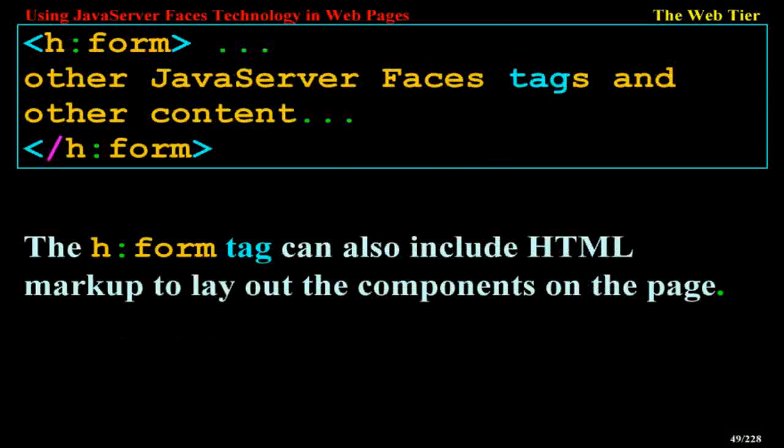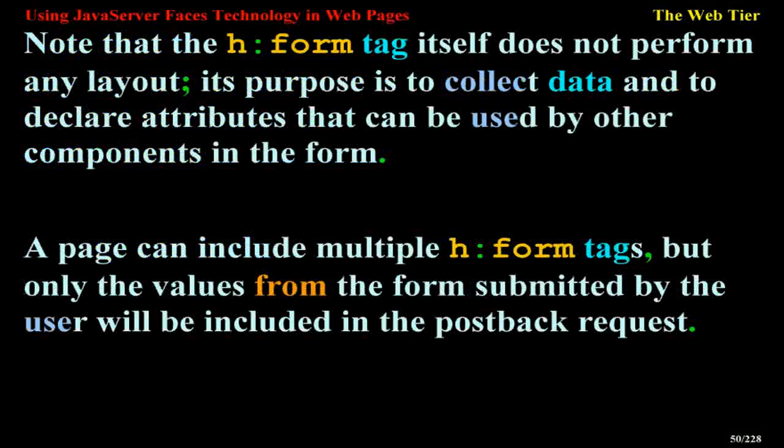The h:form tag can also include HTML markup to lay out the components on the page. Note that the h:form tag itself does not perform any layout. Its purpose is to collect data and to declare attributes that can be used by other components in the form. A page can include multiple h:form tags, but only the values from the form submitted by the user will be included in the postback request.